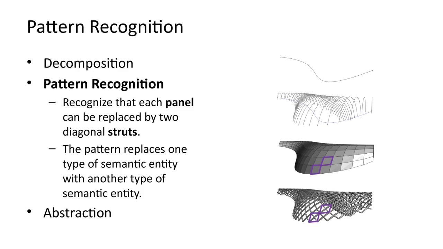Pattern recognition looks for similarities among problems or processes. If such patterns are found, then they can be solved using a common code. In this case, we can see that although each panel is different, there is a simple pattern to creating the diagrid. By replacing each panel with two diagonal struts, a diagrid structure will be created.